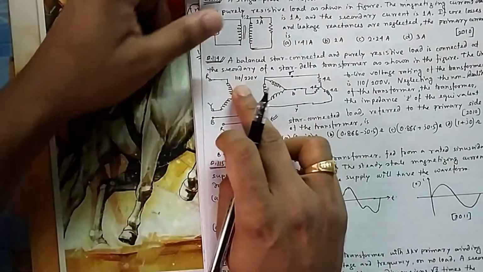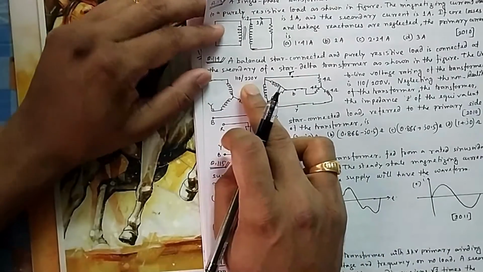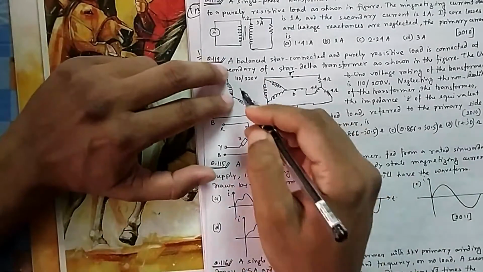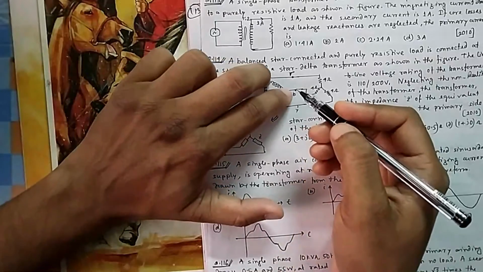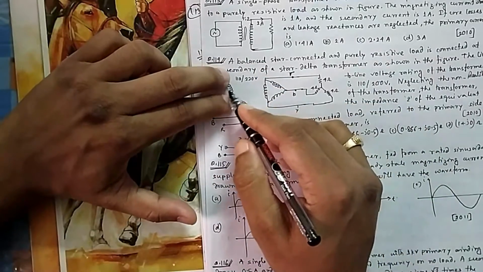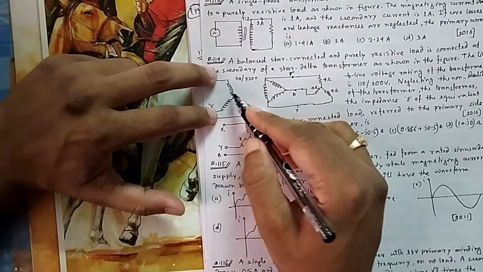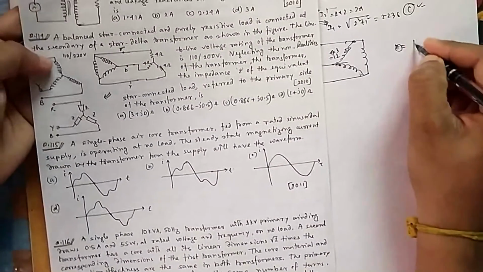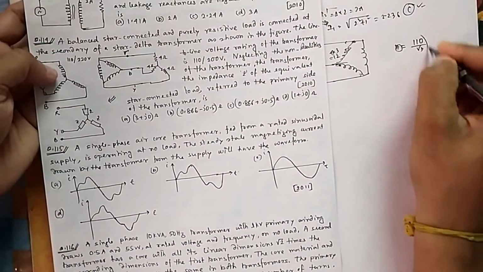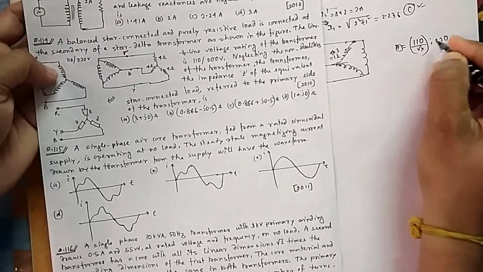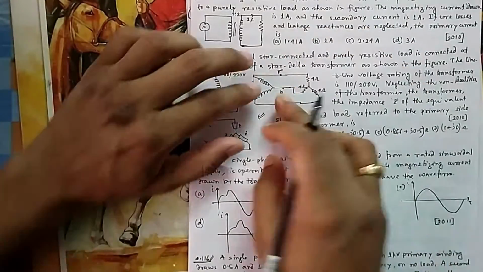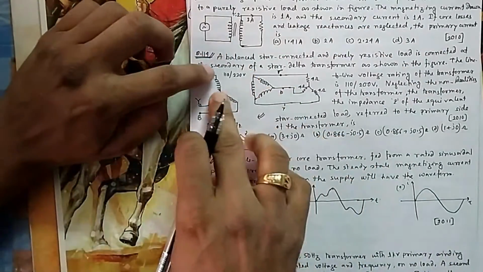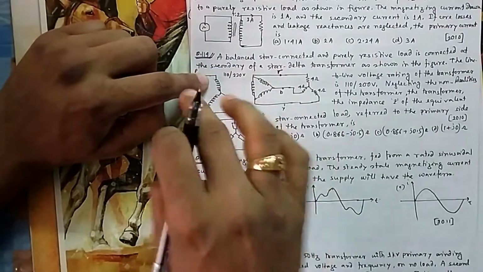Now what is the turn ratio here? Turn ratio is not 110:220. I told you, turn ratio is the voltage across this to the voltage across this. What is the voltage across this? 110 by root 3, because 110 is the line voltage. So the turn ratio is 110 by root 3 is to 220. Using this turn ratio, this 12 will come here, because 12 is across this winding. If you convert it across this winding, the same impedance will come.